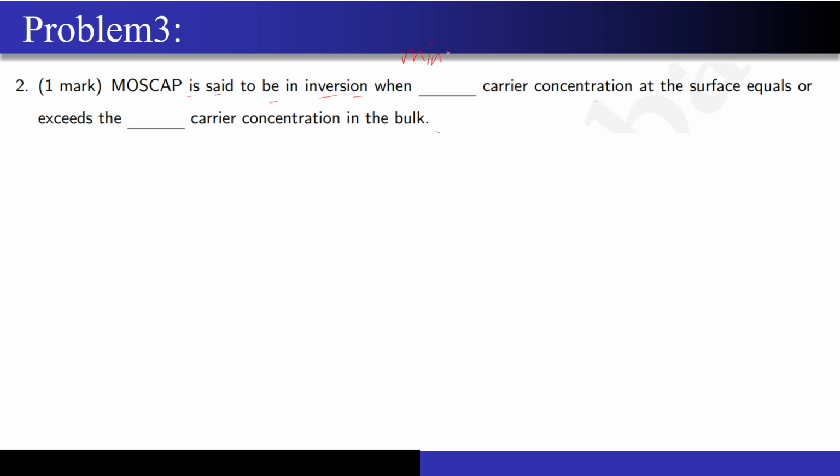So you only have 2 options. Minority slash majority, and over here majority slash minority. Correct. So now if the answer to this question is majority in this fill in the blank, then automatically the other fill in the blank will be filled with the answer of minority, right? So now can you guys just give me a small hint on how to solve this question? The MOSFET is said to be in inversion when which carrier concentration at the surface exceeds or equals which carrier concentration in the bulk?